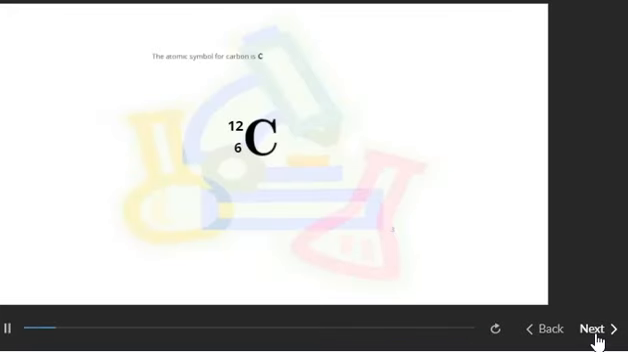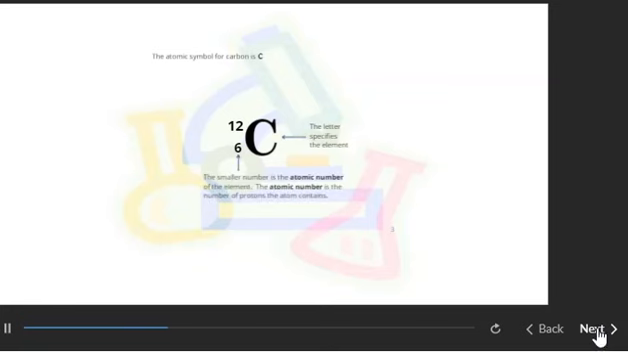The atomic symbol for carbon is C. The smaller number is the atomic number of the element. This is the number of protons that the atom contains. The larger number is the mass number, which is the sum of the number of protons and neutrons in the atom.